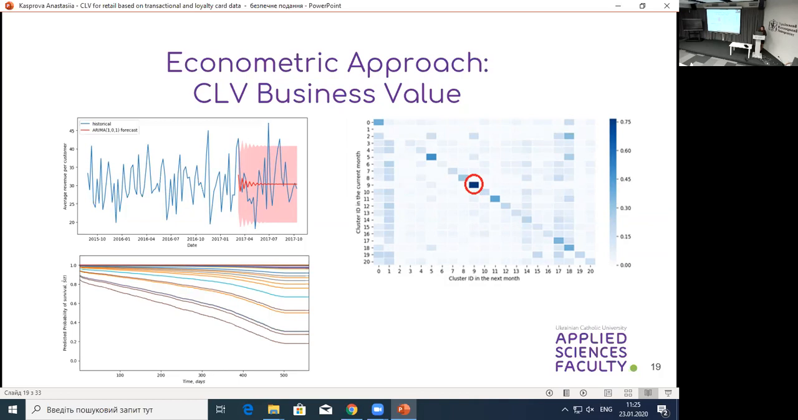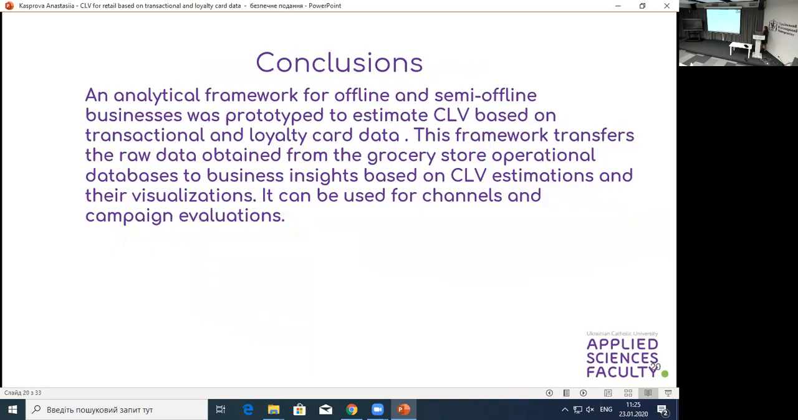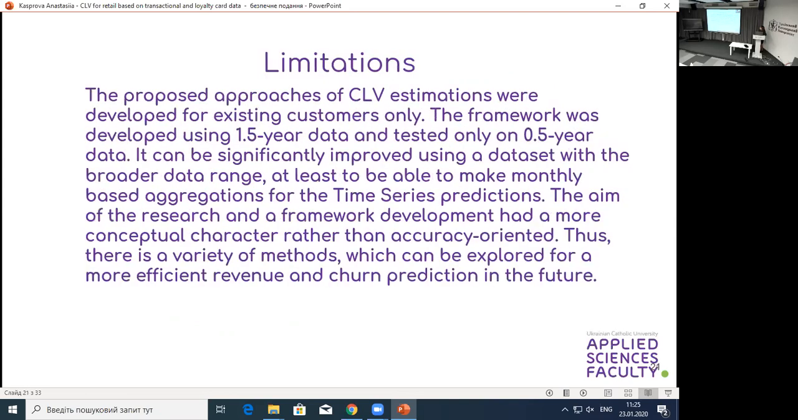So now we come to conclusions. An analytical framework for planning semi-planned businesses was prototyped to estimate CLV based on transactional loyalty card data. This framework transfers the data obtained from the grocery store operational databases to business insight based on CLV estimations and AI visualization. It can be used for channels and comparing evaluation.